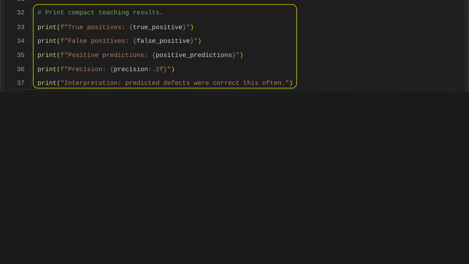The output summarizes precision by showing true positives, false positives, and the total number of predicted defects. It then reports precision to 2 decimal places, indicating the share of predicted defects that were actually correct. In short, precision tells us how reliable the model's defect predictions are.